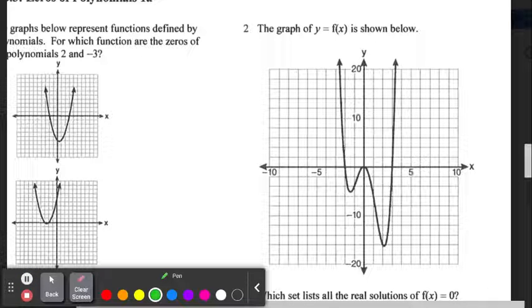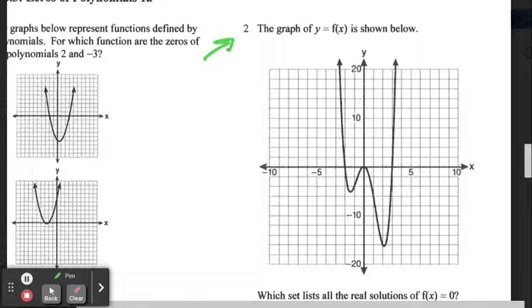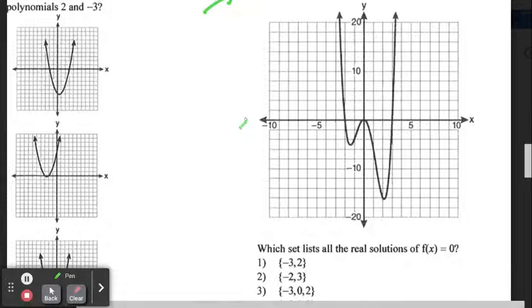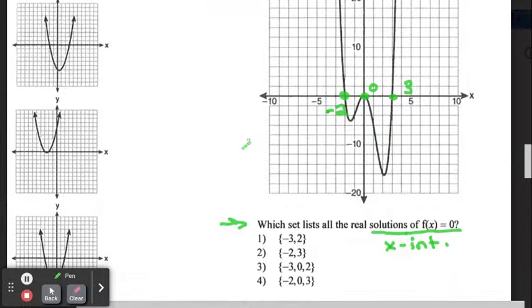All right, for the next one, number 2, it says the graph y equals f of x is shown below. Now the question down here says which set, that means which group, lists all the real solutions of f of x equals 0. That is a fancy way of asking what are the zeros or what are the x-intercepts. So I always like to go from left to right. This one is -2. This is 0. And this is 3. So let's look down here, -2, 0, 3.